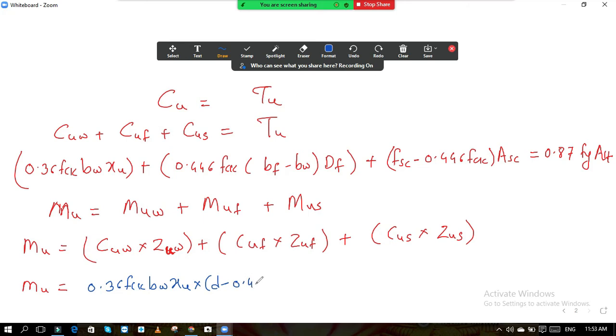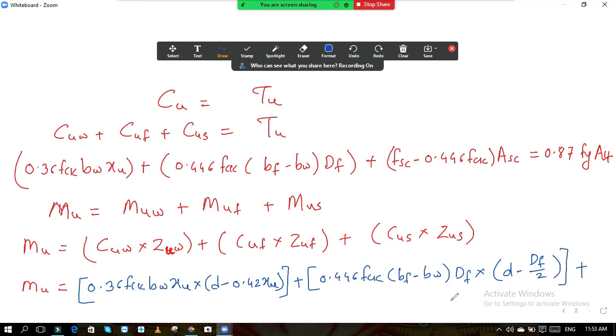D minus 0.42 XU. This is the first term. The second is 0.446 FCK (BF minus BW) into DF, and the lever arm is D minus DF by 2. The third is (FSC minus 0.446 FCK) into ASC multiplied by the lever arm, which is D minus D dash. So this is the formula for it.